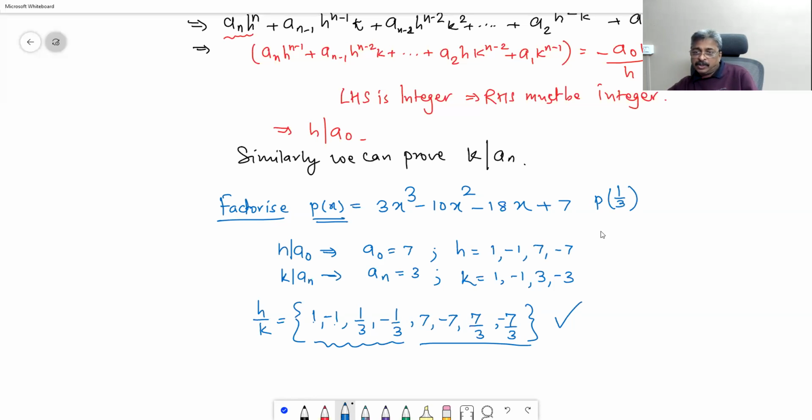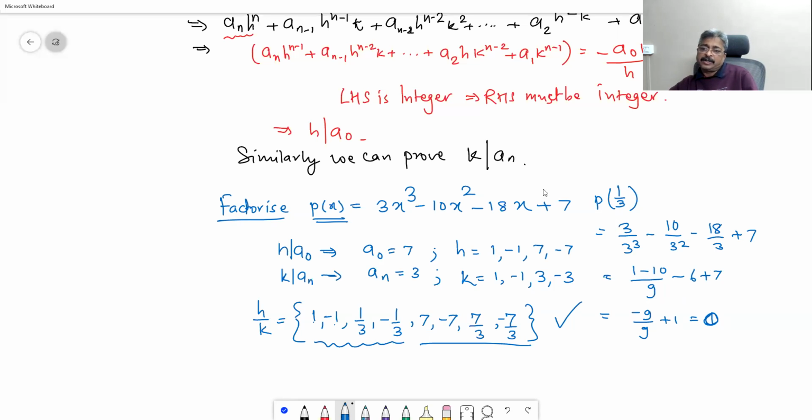That is what is our first number, which is equal to 3 upon 3 cube minus 10 upon 3 square minus 18 upon 3 plus 7. 3 upon 3 cube is 1 upon 9, minus 10 upon 9, minus 6 plus 7, which is equal to minus 9 upon 9 plus 1, which makes it 0. So this is a factor. Either you can consider it as x minus 1/3 or as 3x minus 1. If you put x equal to 1 upon 3, this factor becomes 0.